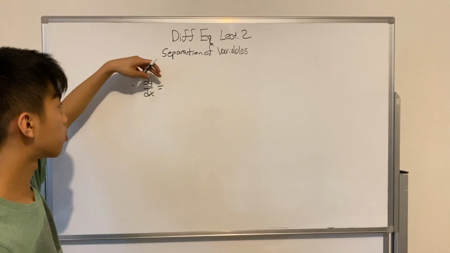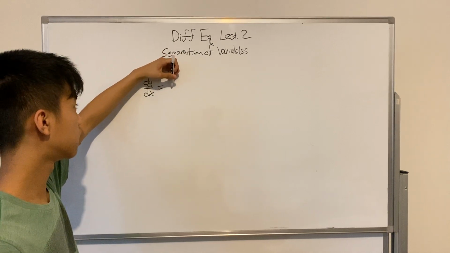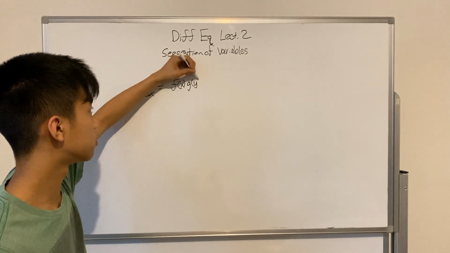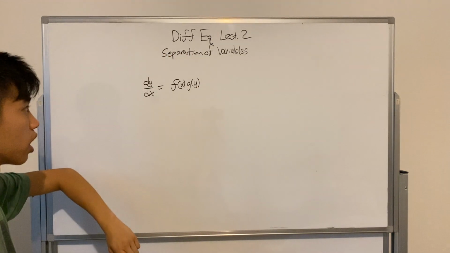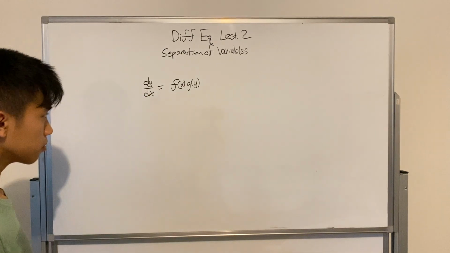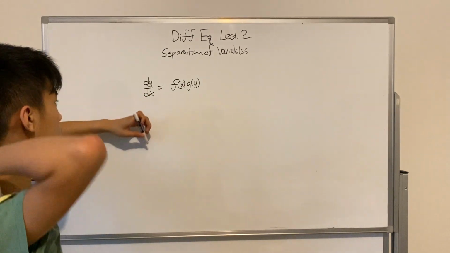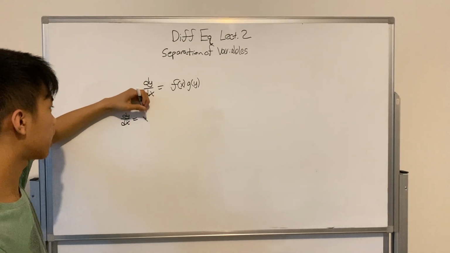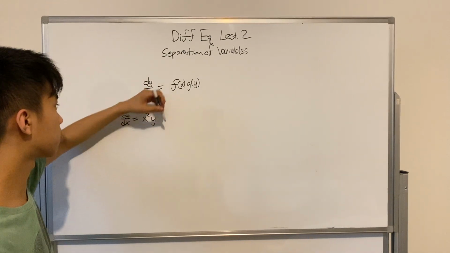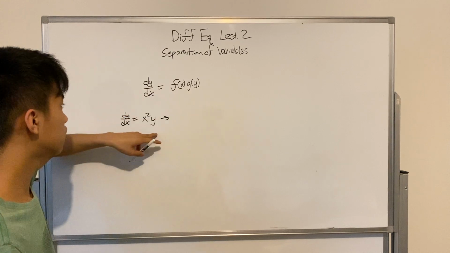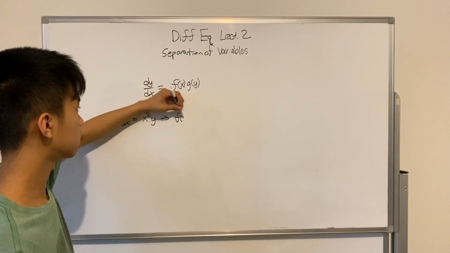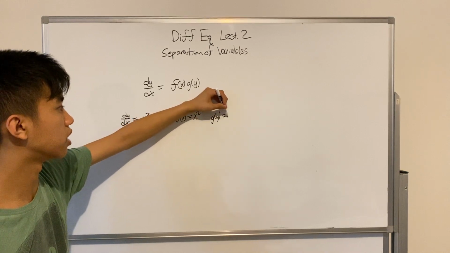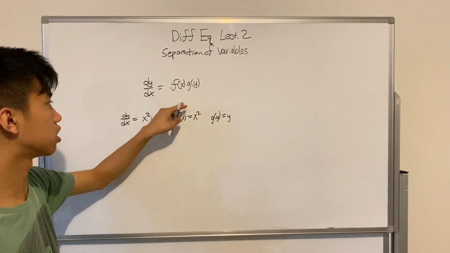And we could separate whatever's on the right side into two different functions that are a product of two different functions, f of x and g of y. So, for example, let's say we have dy over dx equals x squared times y. We can separate this into two different functions. So we can have f of x equal x squared, g of y equal y. So we can separate it like this.